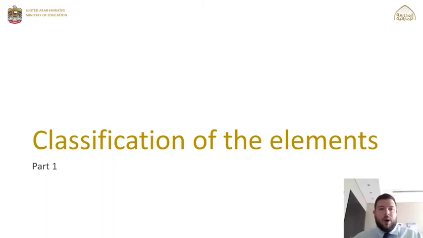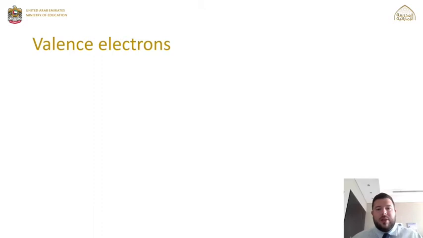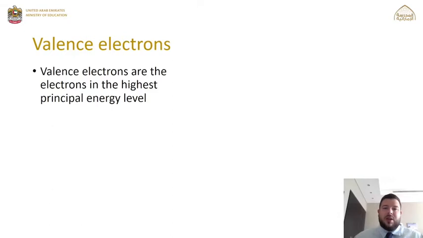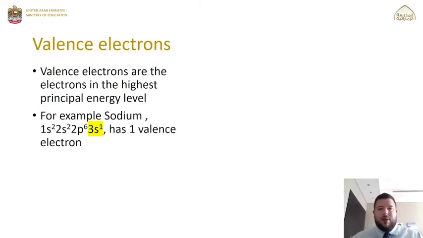Classification of elements, part 1. Valence electrons. Now this was discussed in the previous topic when we were looking at electron configurations. So valence electrons are the electrons that are located in the highest principal energy level. If I take my example of sodium, I've written the electron configuration of 1s2, 2s2, 2p6 and 3s1. I've highlighted 3s1 because 3 is the highest principal energy level in sodium. So every electron located in principal energy level 3 would be classed as a valence electron. In this case we only have one electron in that s orbital, so we only have one valence electron.